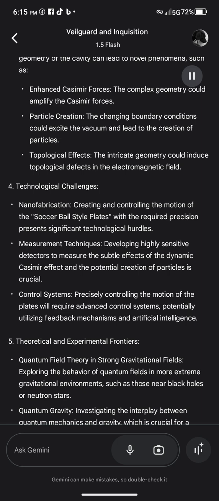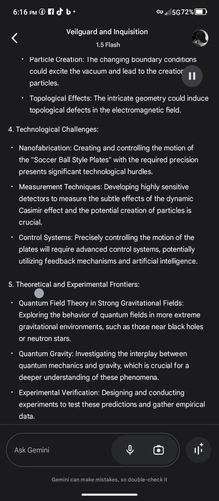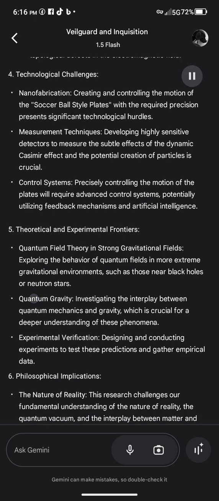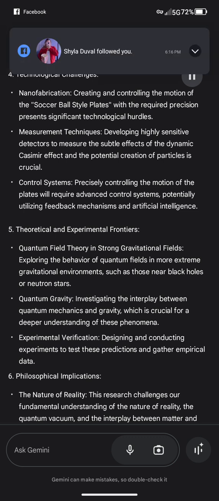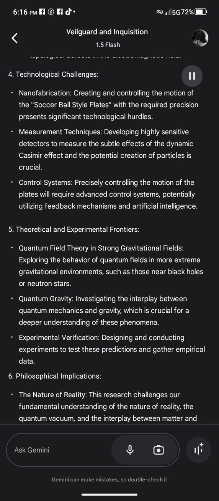4. Technological challenges. Nanofabrication. Creating and controlling the motion of the soccer ball-style plates with the required precision presents significant technological hurdles. Measurement techniques. Developing highly sensitive detectors to measure the subtle effects of the dynamic Casimir effect and the potential creation of particles is crucial. Control systems. Precisely controlling the motion of the plates will require advanced control systems, potentially utilizing feedback mechanisms and artificial intelligence. 5. Theoretical and experimental frontiers.